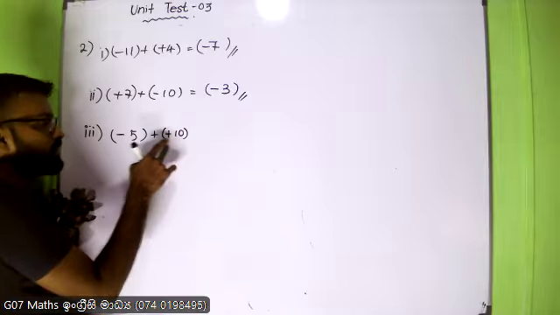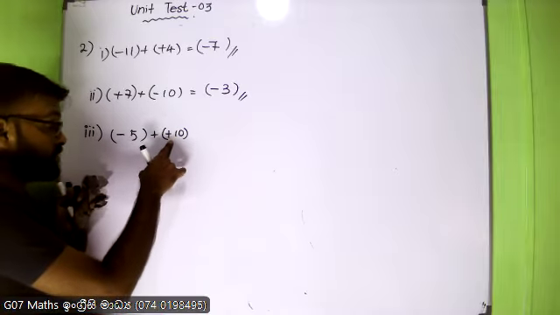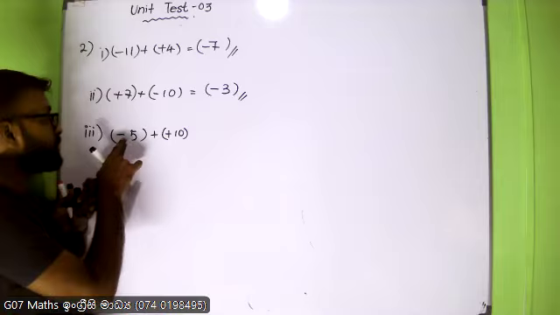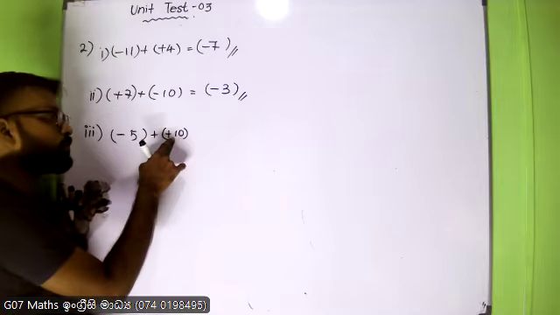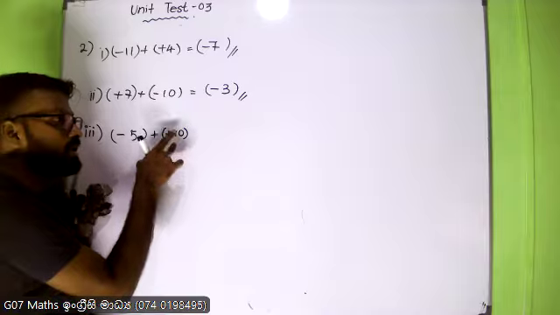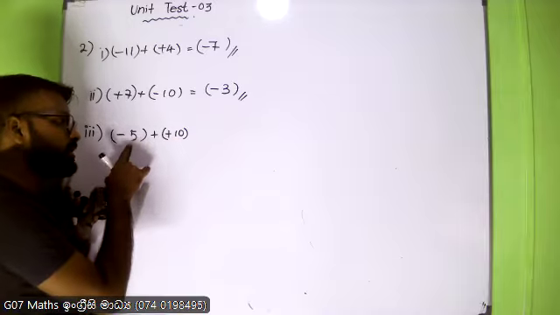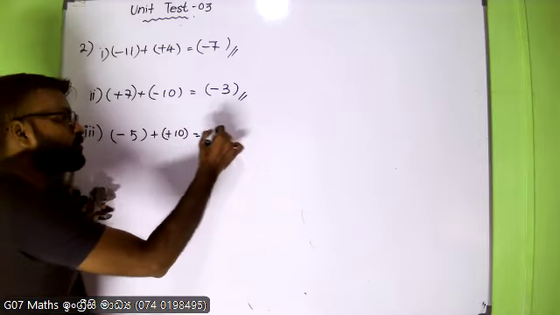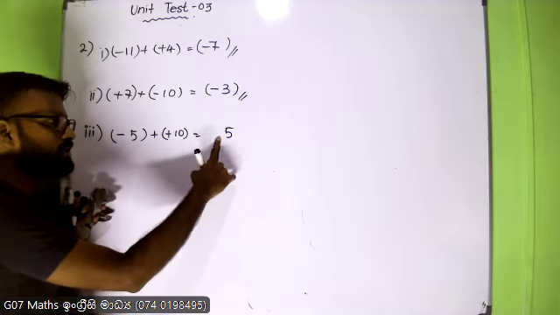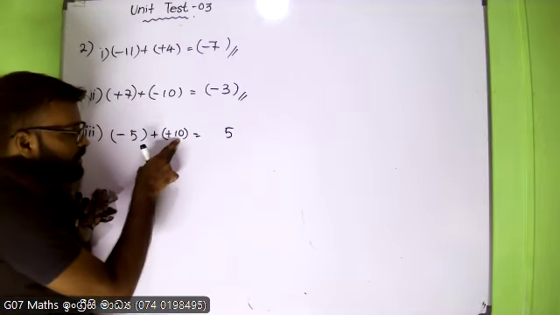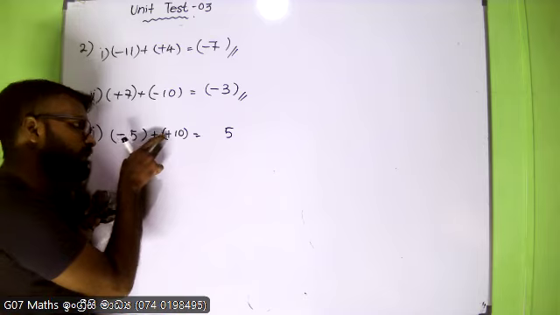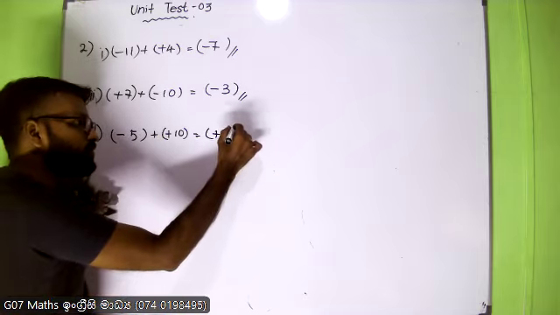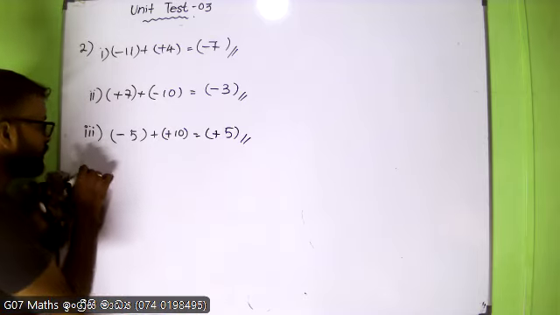So check whether the signs are same or different. Signs are different, negative and positive. What is the biggest number? 10 is the biggest number. Get the subtraction, 10 minus 5, 5, right? So how do you decide the sign? What is the biggest number? 10 is the biggest number. What is the sign? Positive. So this is positive 5, right?